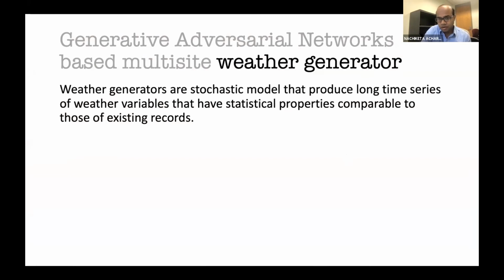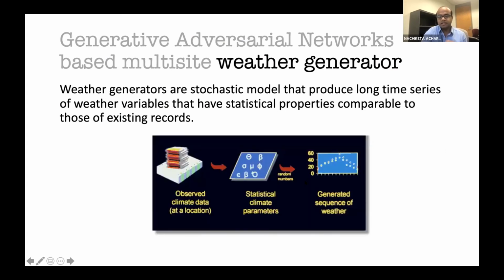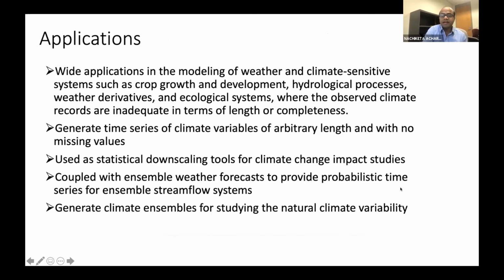Just for this audience, if you don't know what a weather generator is, it's actually a stochastic model which produces a long time series of weather variables that have the same statistical properties as the data. That means, suppose you have historical data and you want to fit that data to a distribution, and then from the distribution you can generate as much more as you want. The question is, for what? Why do we need that kind of model?